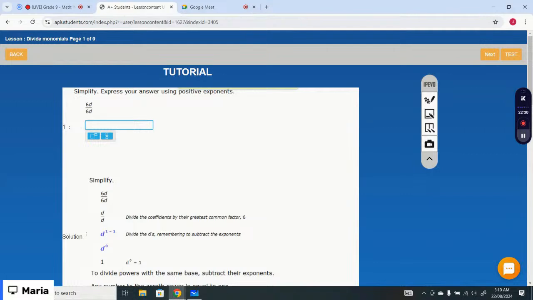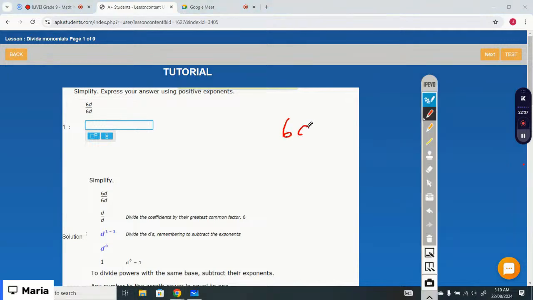Okay, simplify 6d divided by 6d. So when you divide, 6 and 6 cancel out, right? And also d and d cancel out. The other concept you can see is this d has the exponent 1, this d has the exponent 1, so that is d to the power 1 minus 1, the one that is in the denominator would be subtracted, right? So you're left with d exponent 0, and d exponent 0 is 1. So 6d divided by 6d equals 1. The correct option is 1.